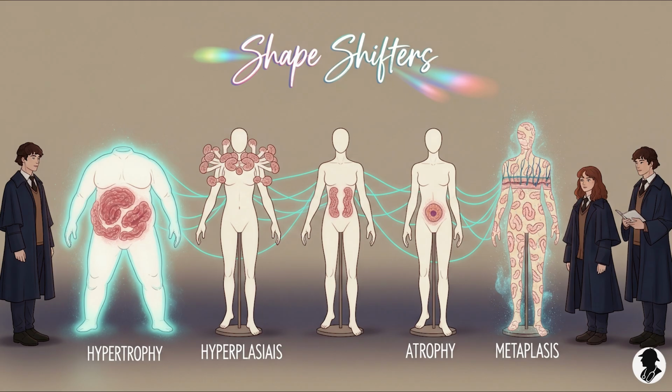Another well-known example is Barrett's esophagus. Chronic acid reflux from the stomach irritates the normal squamous epithelium of the lower esophagus, so it undergoes metaplasia, changing into a glandular intestinal type epithelium, which is more resistant to acid. Squamous to glandular in the esophagus due to acid. Got it. But again, there's a catch. This sounds like another double-edged sword situation.